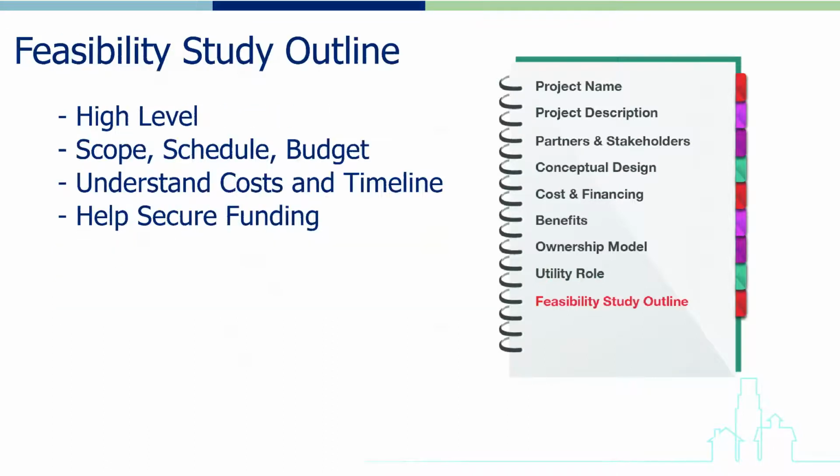The next section of the microgrid development plan should include a high-level outline of the technical feasibility study that will be the next phase of the microgrid development process. The goal of the outline is to establish a preliminary scope, schedule, and budget for the feasibility study as a means to better understand the costs and timeframes involved and to serve as the basis for securing funding for the study itself.